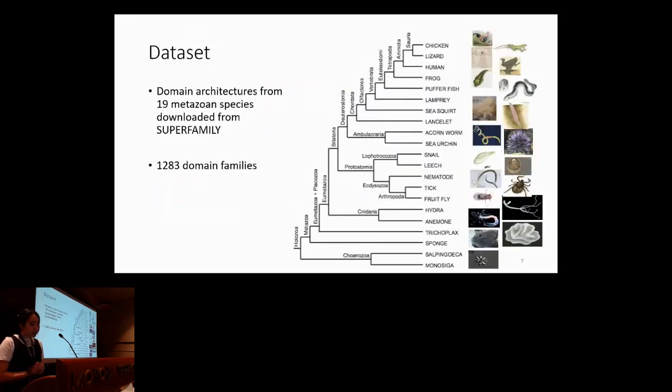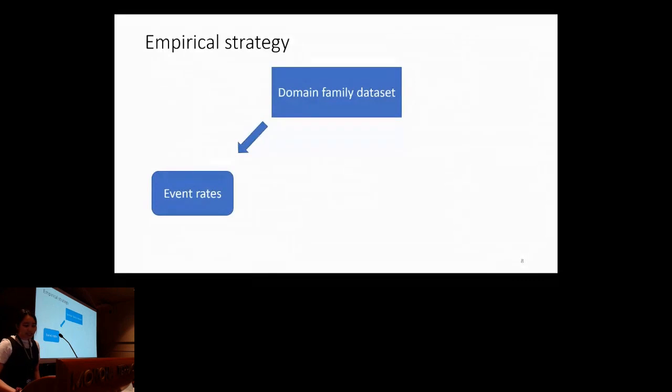So in this work, we considered the set of domain architectures encoded in the genomes of 19 Metazoa species and 2 unicellular outgroups. The domain architectures were downloaded from the SUPERFAMILY database, and the dataset contains 1283 distinct domain families. Now with the domain family dataset available, the first step is to infer the domain family event rates.